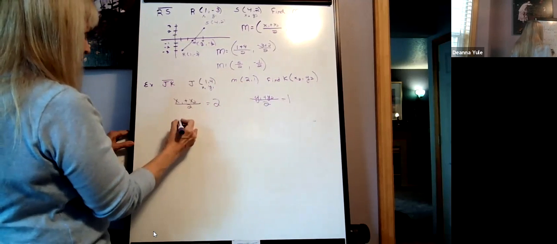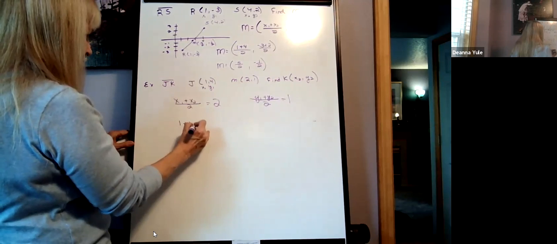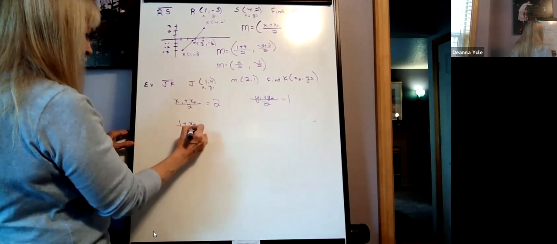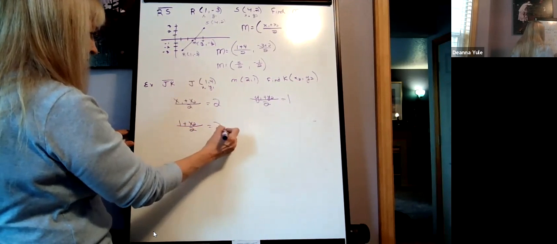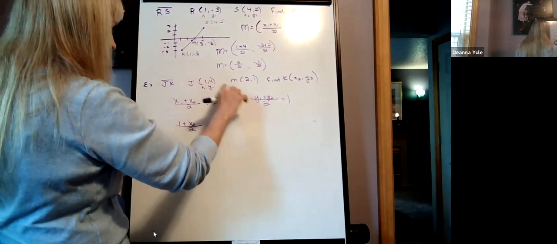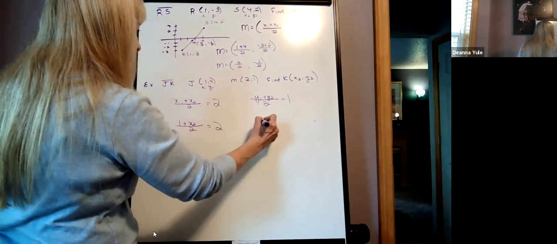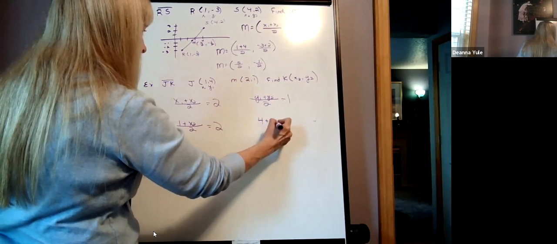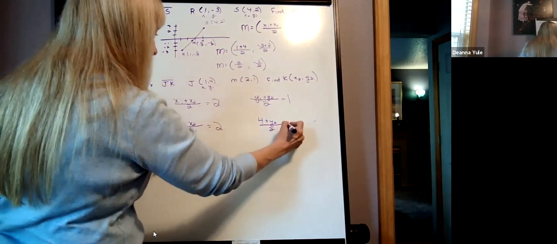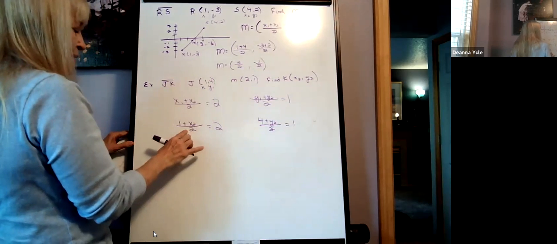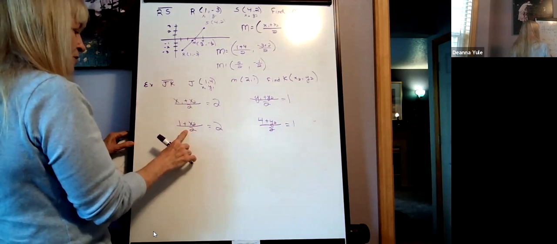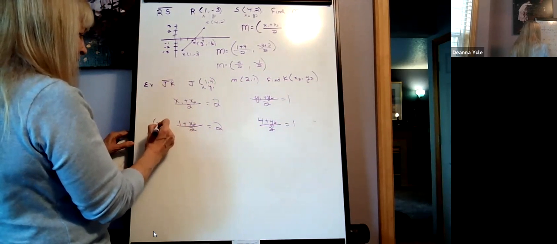I'm going to plug it in. So I have 1 plus x2 divided by 2 is equal to 2. Here I know what y1 is. I'm going to plug that in. I get 4 plus y2 divided by 2 is equal to 1. I want to get rid of this 2, so I'm going to multiply both sides by 2.